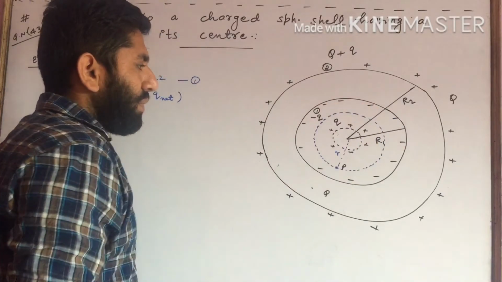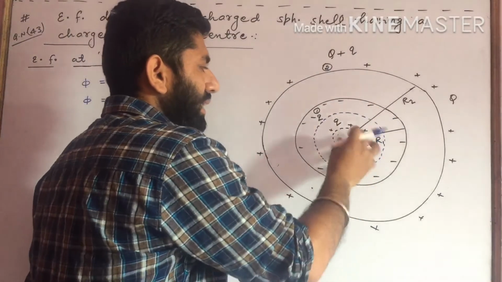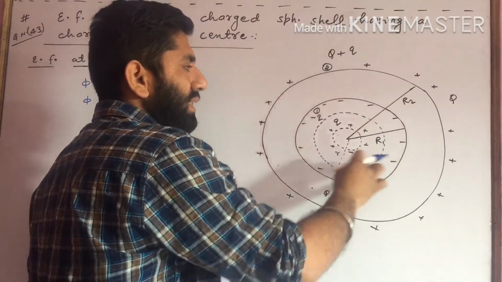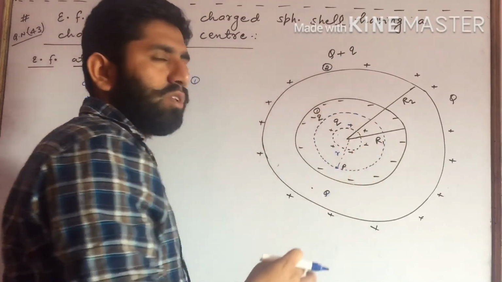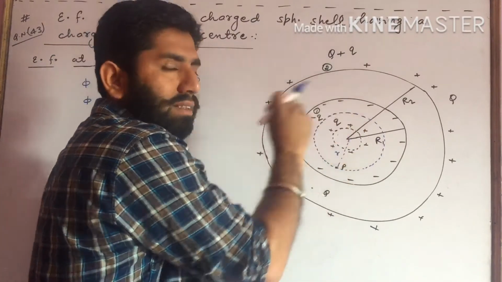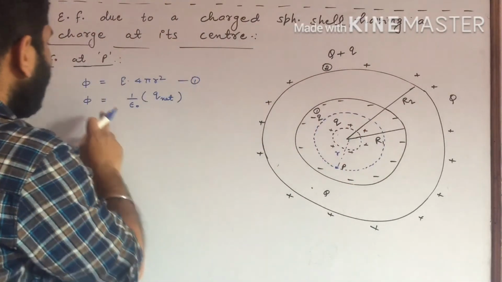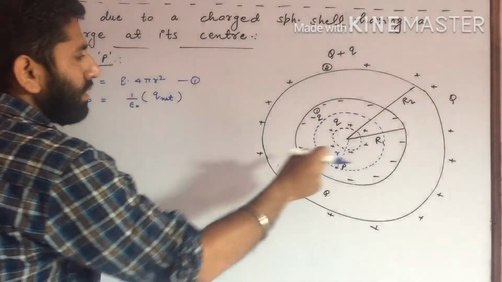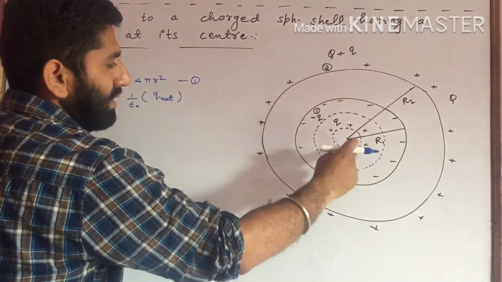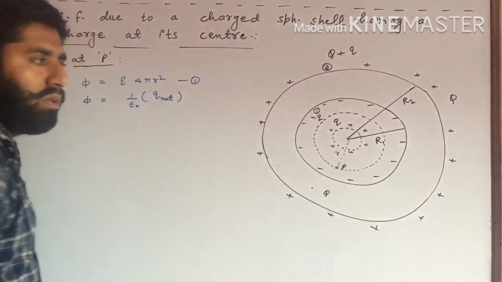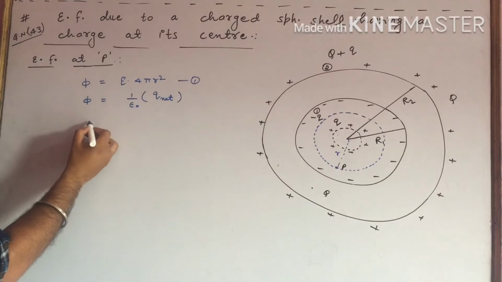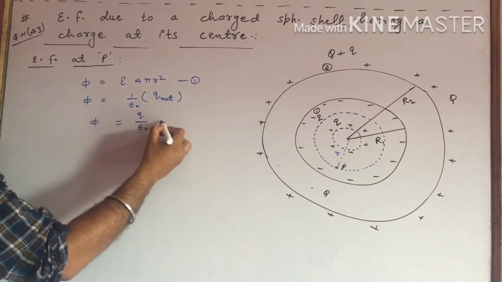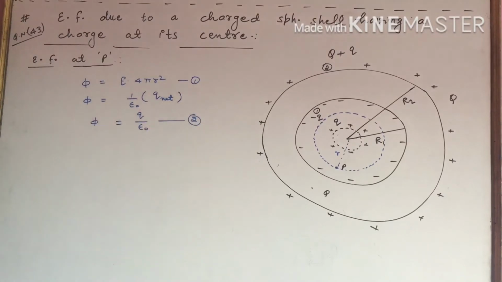So how much charge is enclosed? In the earlier case, there was not any charge at the center. So for the point inside the shell, the electric field used to be 0 because there was not any charge. But now, while calculating the flux using Gauss law, you can't place this q to be 0 because inside the Gaussian surface there is some charge which is equal to q. So this flux will become q upon epsilon naught. This is equation number 2.